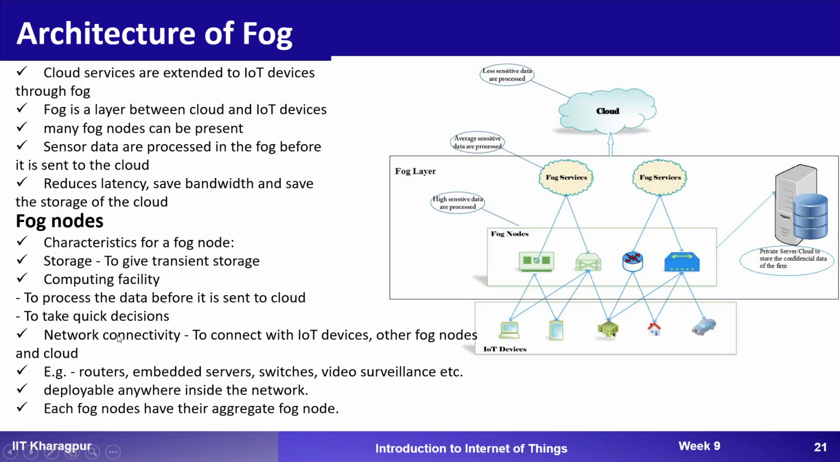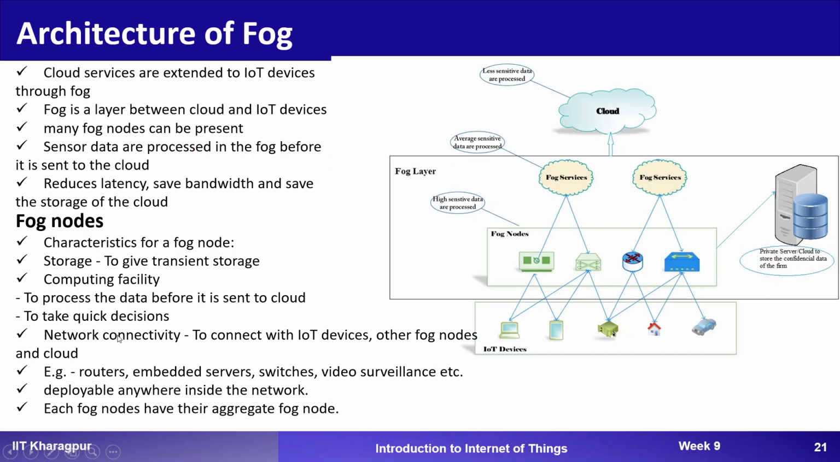Your fog nodes can be routers, embedded servers, switches, video surveillance, etc., depending upon the application or the network where we are using. Each fog node has its aggregated fog node. What this means is there are various fog nodes present, and there should be one aggregated fog node that is responsible for handling the data of all these fog nodes, which again is connected to your cloud.